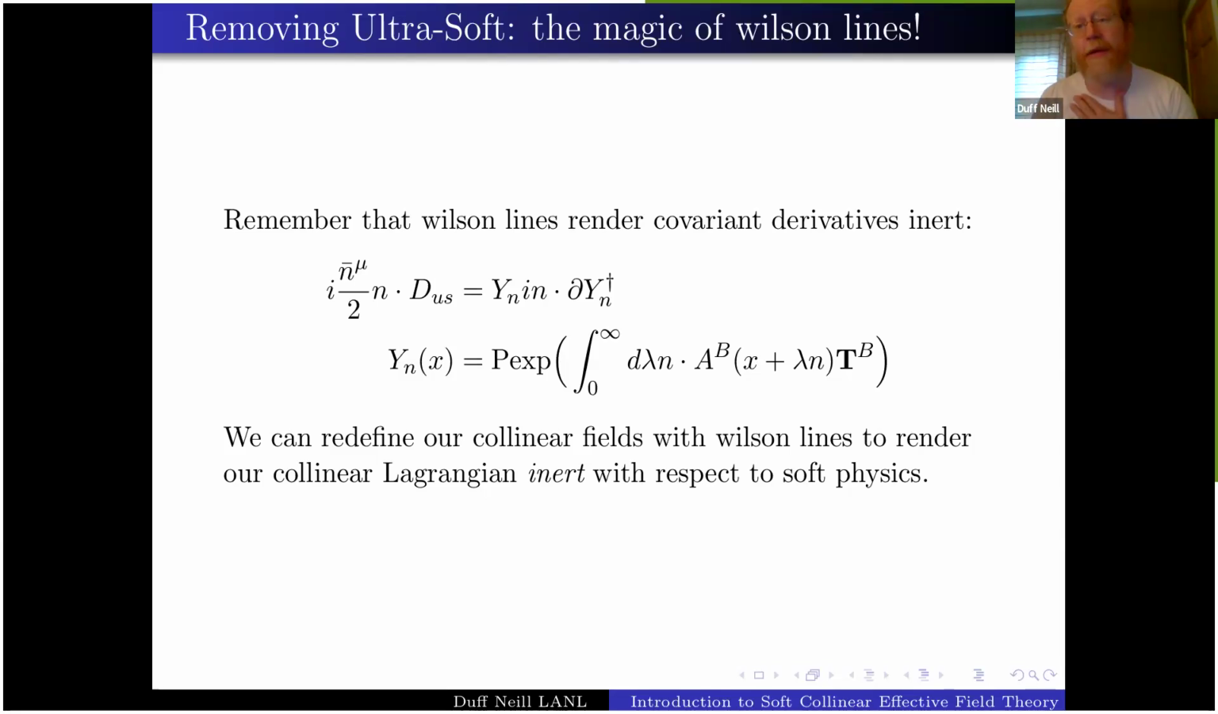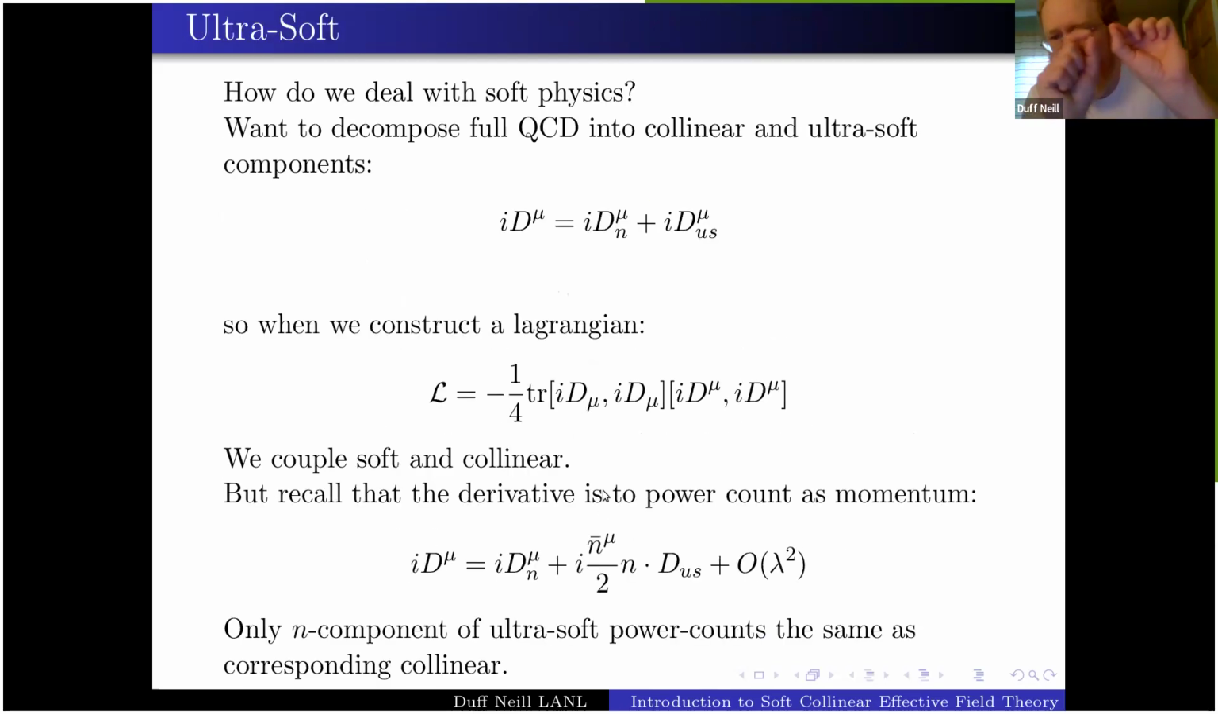This is okay from the perspective of my collinear. In other words, the actual derivative, the calculus derivative, not the covariant derivative, for my collinear field has the same power counting as my ultra soft, right? So once I render this ultra soft derivative inert, then I'll have a normal derivative, but that's fine to live in my collinear sector. It has that scale anyways, according to my power counting.